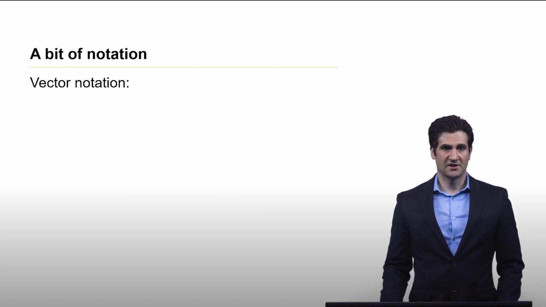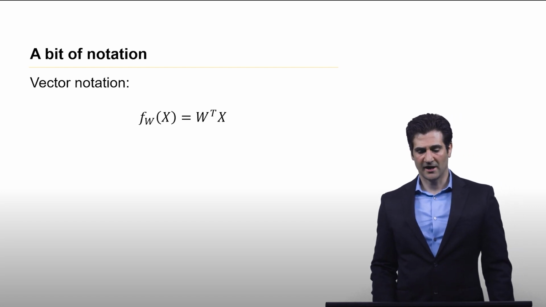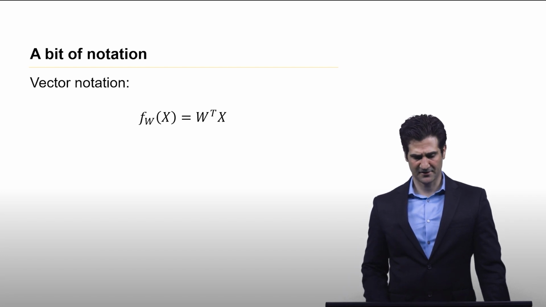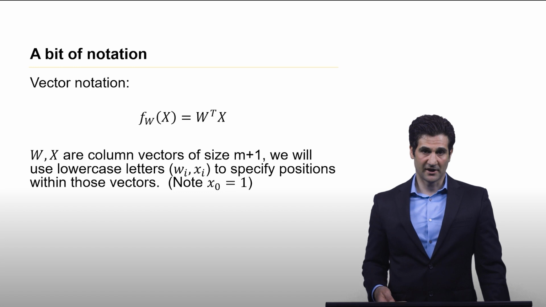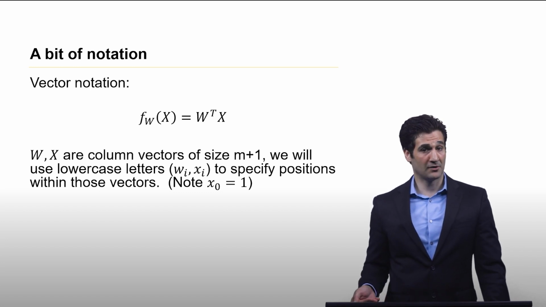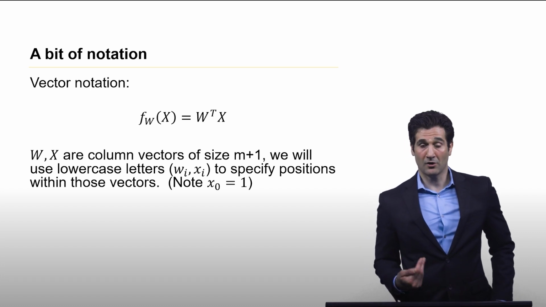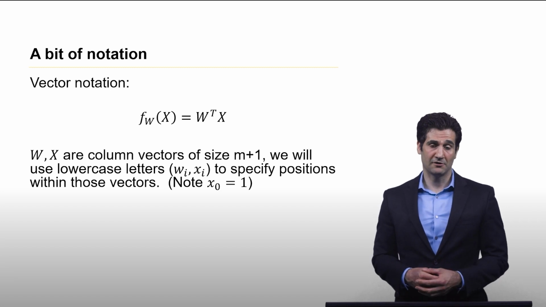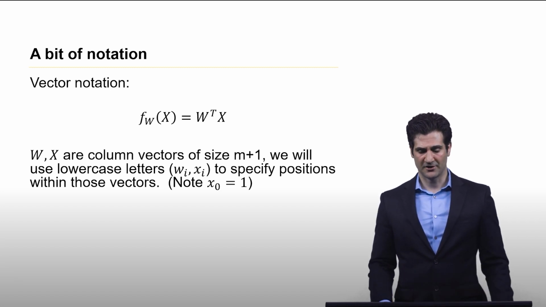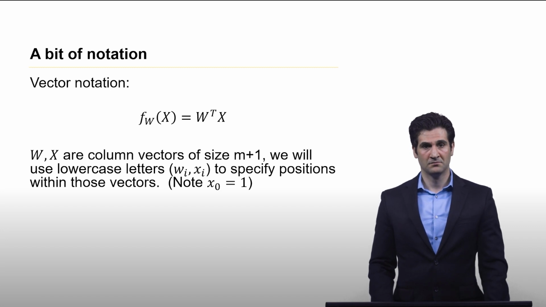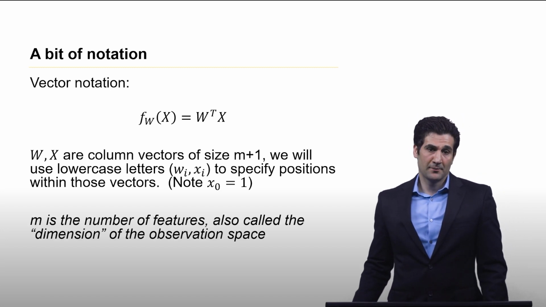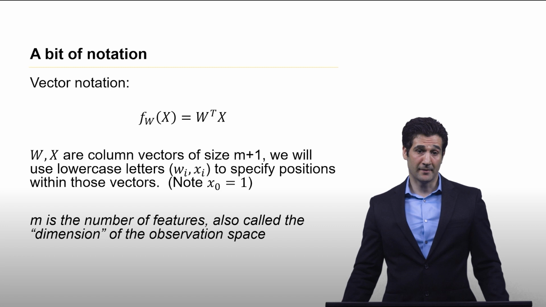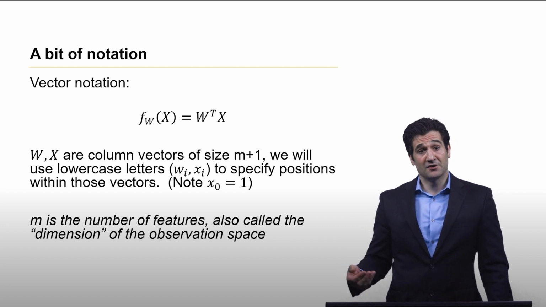Now we can also write this in a vector notation, where we have the transpose of a w vector multiplied by an x vector. And both of these vectors are column vectors of size m plus 1. And note in the x vector, we will always set x0 to be 1, because it's not based on a feature. That's used to allow us to learn a bias from the data, that w0. Now m is the number of features, but this number is also referred to as the dimension. And you might hear things like the dimensionality of a machine learning problem.